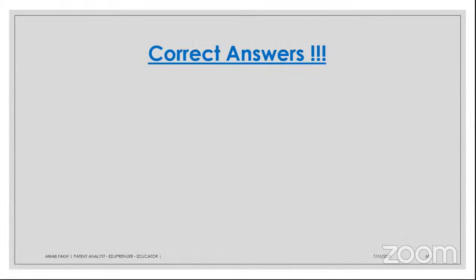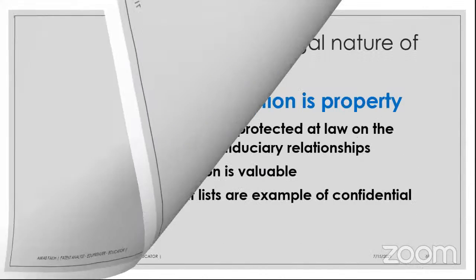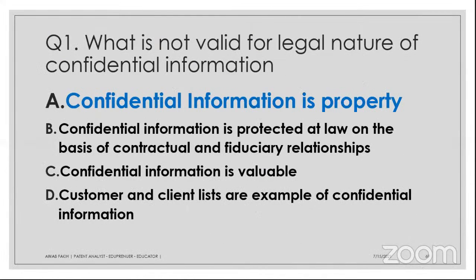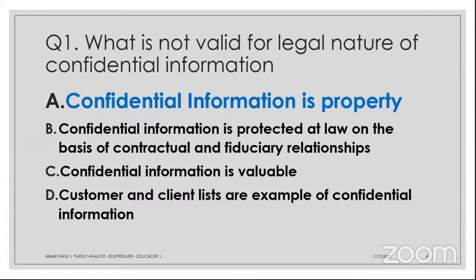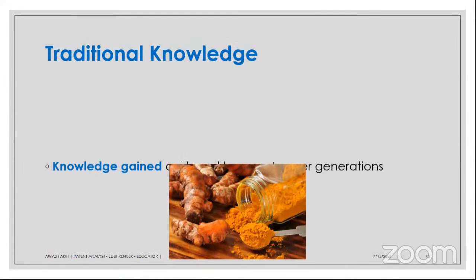The correct answer is... because the rest, B, C, and D, are all valid points. You can only term something as a property if it is registered on the IPR. Since trade secret is not registered, it cannot be called a property, my dear colleague. Let's go for the next one.